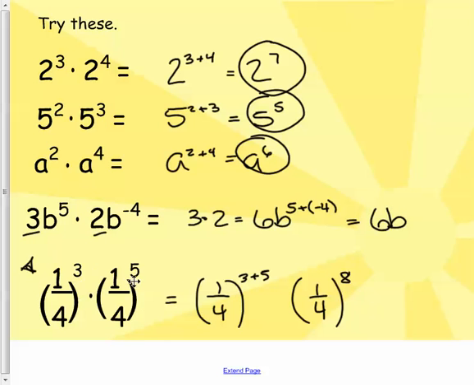Down here, I'd add my 3 and my 5, and I'd get 8, so it's 1/4 to the 8th power. Now, I know this is 1, and 4 to the power of 8 gives me a really big number. Ready for it? 65,536. Okay, that's evaluated. This is left in exponential form.